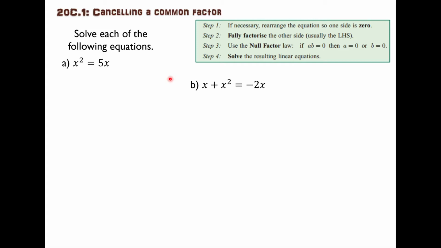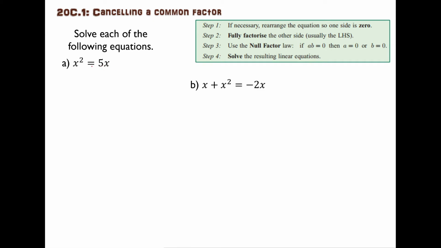Today, I'm going to teach you how to solve quadratic equations that look like this. And we'll be doing it with a 4-step plan. Step number 1, rearrange the equation so that everything is on the left-hand side, so the right-hand side will be 0. Step 2, factorize. Step 3, null factor law. And step 4, we'll have some really simple equations that we can solve. So let's do our plan. Let's see how it works.